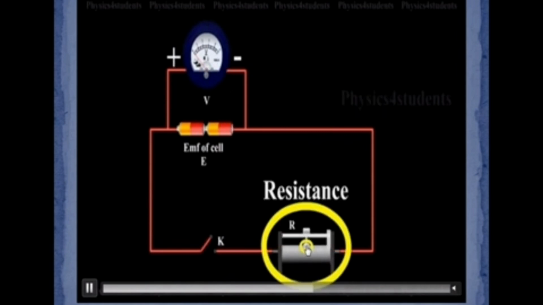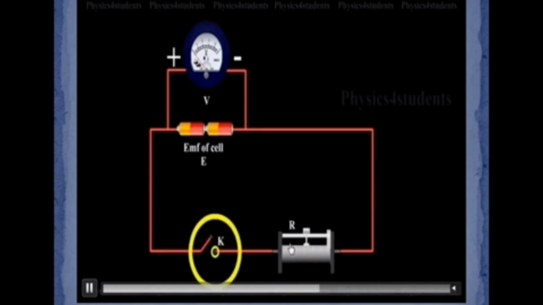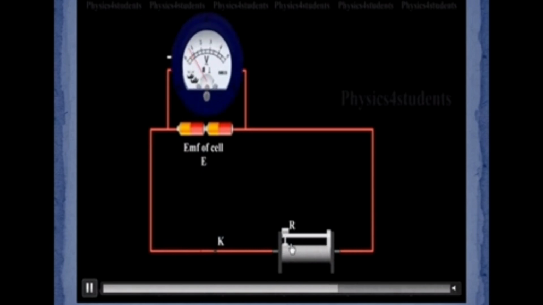So now an external resistance is connected to the circuit. When the key is connected, what will happen? The current flows through the resistance also. Here the resistance can be increased or decreased using this. The potential drop across the resistance R is V equal to IR according to Ohm's law. According to Ohm's law, V equal to IR is the potential drop across the voltmeter. At the same time, the resistance is connected into the circuit, and the potential drop across this resistance is also V equal to IR.